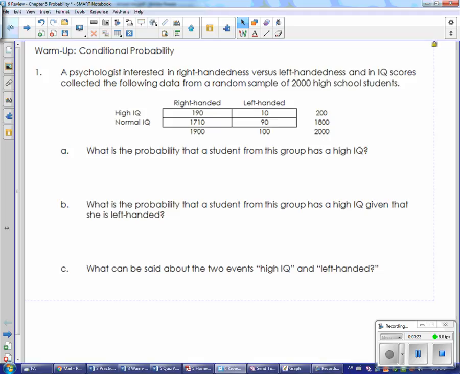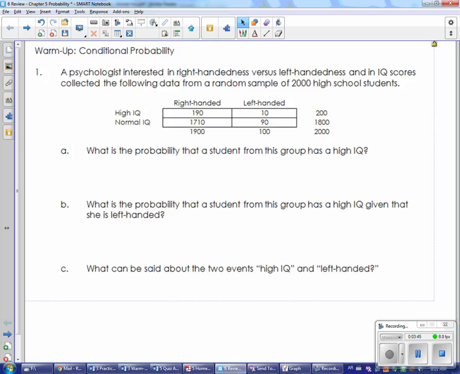Okay, so let's go back to the warm-up. The two-way table is probably the easiest way to answer a lot of these probability questions. So if you're given a two-way table, the conditional probabilities are easiest to see here. So it says a psychologist interested in right-handedness versus left-handedness and in IQ scores collected the following data from a random sample of 2,000 high school students. So you're given the two-way table.